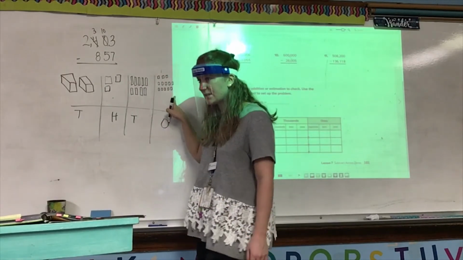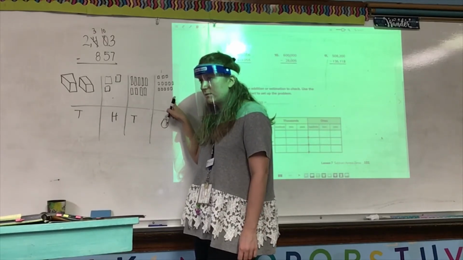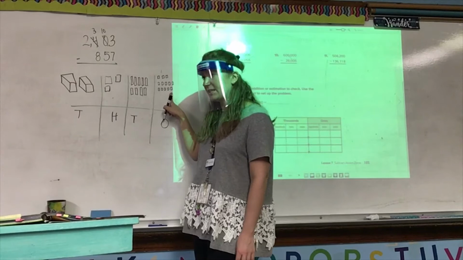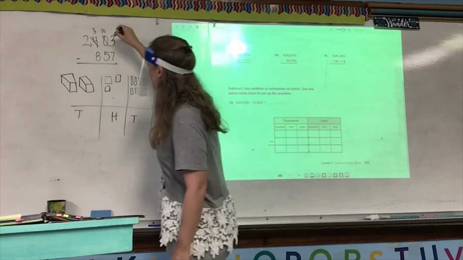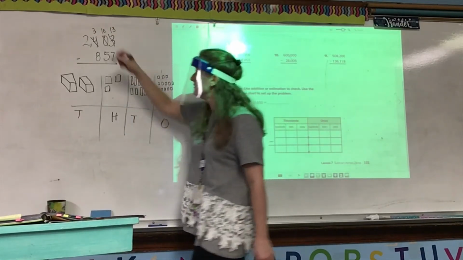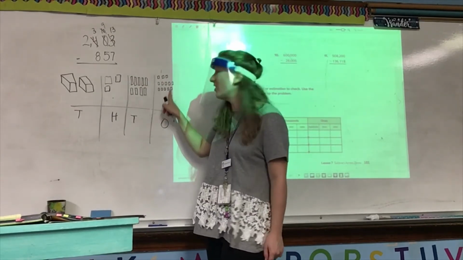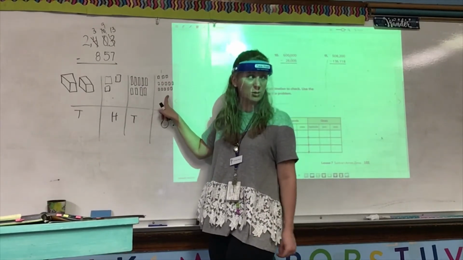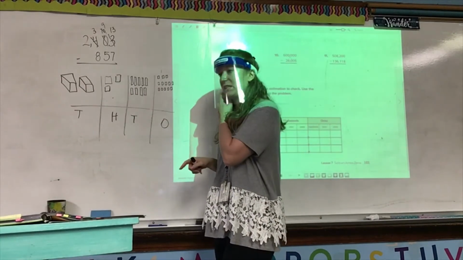Now do I have 10 ones cubes here? And that's it. No. How many do I have? 13. Because I didn't just make 10 ones cubes, because I already had 3. I added 10 ones cubes, but I had to include those 3 that were already there. So I have 13 ones cubes.